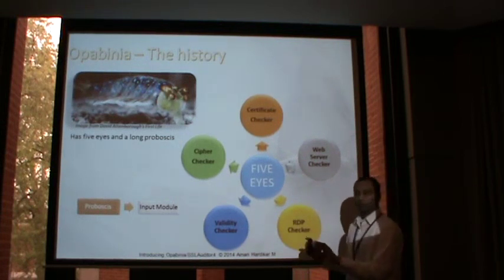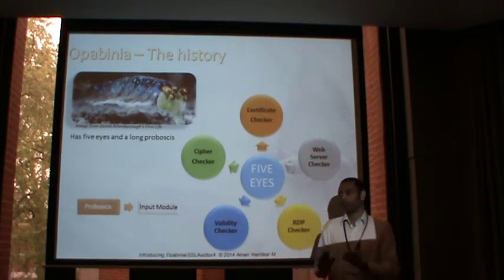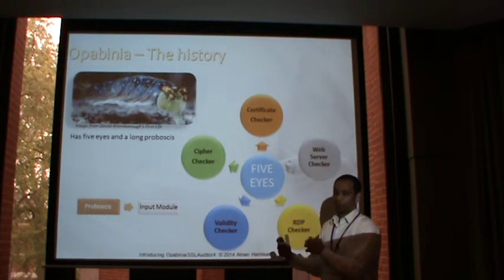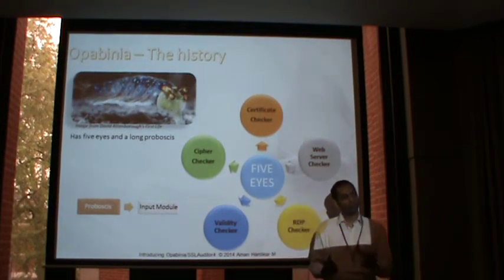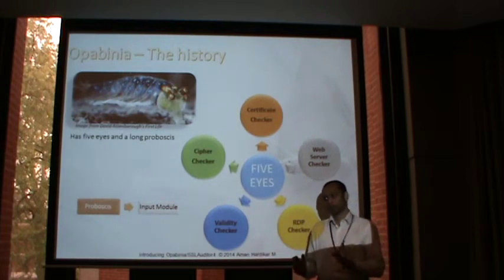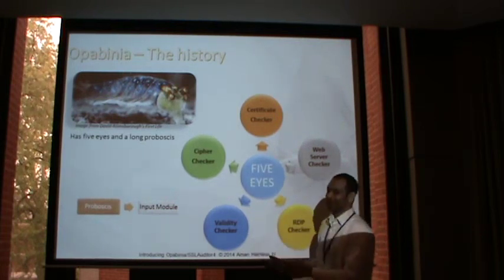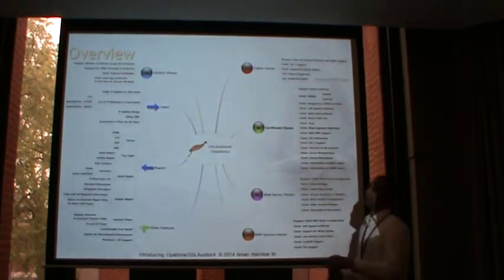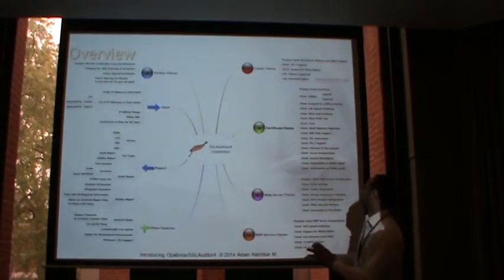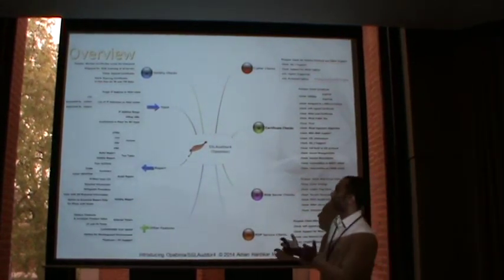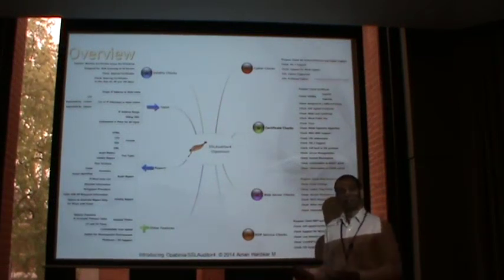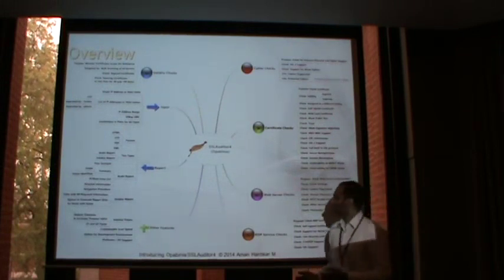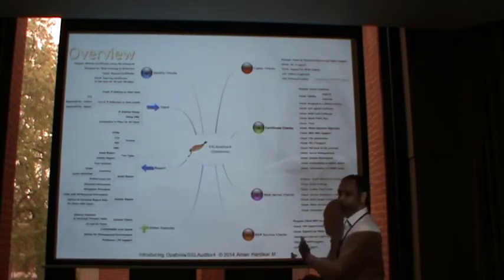How is this related to my talk? My tool has 5 modules to check for various issues on the services, which relate to the 5 eyes of Opabinia. And the input module is very flexible to accept input from multiple sources, which relates to the long proboscis. Let's have an overview. This is a complete picture of my tool, the checks it does and the various options it has. At present, it does around 30 checks on SSL and RDP services. Let's go into each of these components.